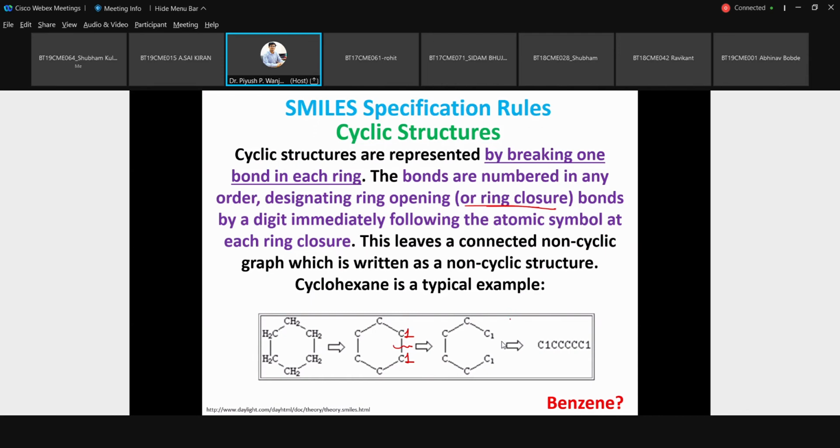I can give the hint, you can write here any number, but this particular number should match with the one here. If you are writing 2 here and 1 here, it's not allowed. If you are writing 2 here and also 2 here, it will still be considered as cyclohexane. Fine. So for benzene, if you want to represent, what will you write?